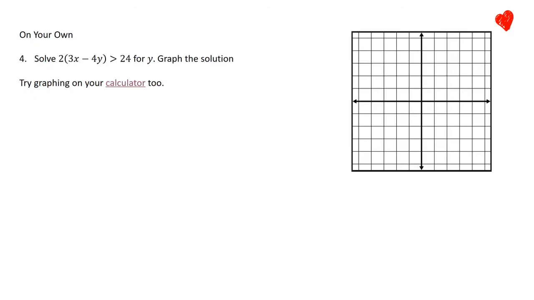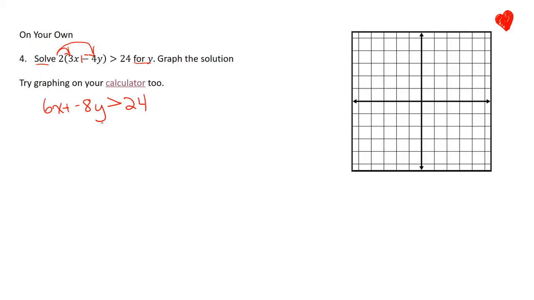So on your own. So first of all, we're going to solve for y. It says solve for y. So we're going to distribute our 2 times 3. So that's going to be 6y. That's plus a negative. So I'm going to be real careful with my negative numbers. 2 times negative 4 is plus a negative 8y. It's going to be greater than 24. All right, so solve for y.